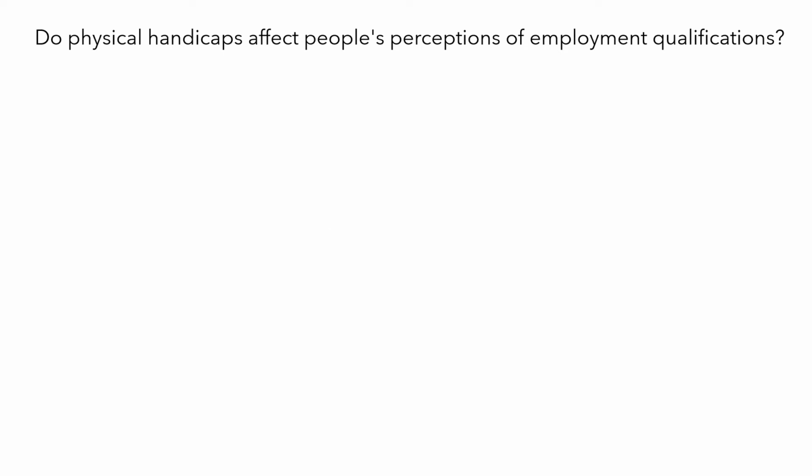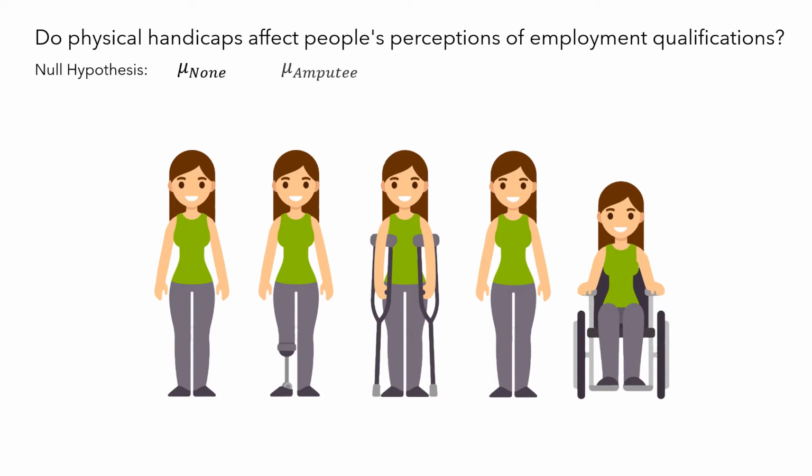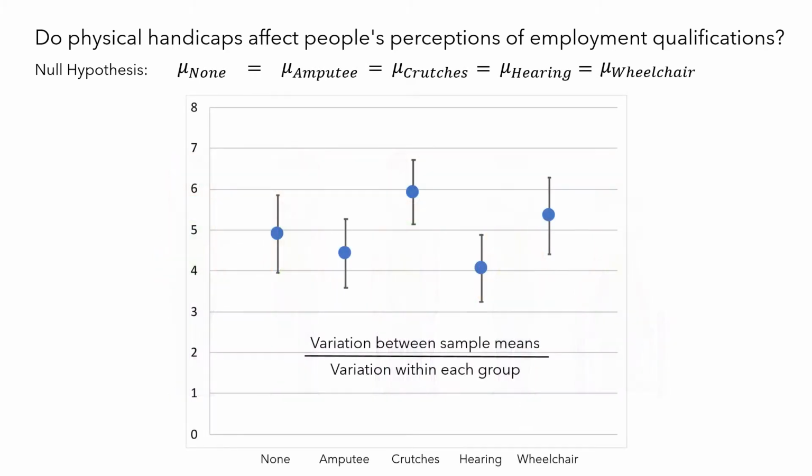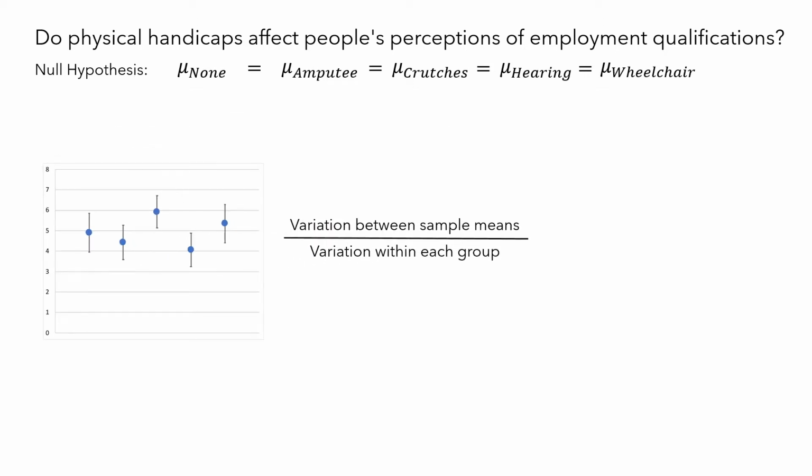In the last video, we looked at the research question of whether physical handicaps affect people's perceptions of employment qualifications, and stated a null hypothesis that the mean scores for each type of handicap would be the same. Then we looked at the ratio of the variation between the sample means to the variation within each group, as an intuitive way to see whether there was some difference between the population means. So let's look at a statistic that will formalize this.